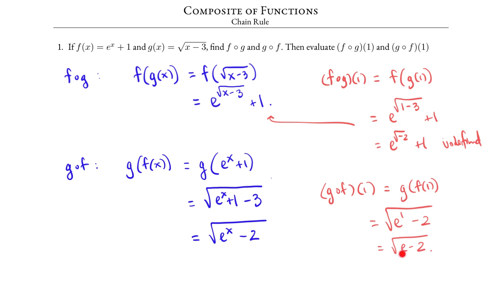e is a number that is more than 2, and so e minus 2 will be positive. This will be a real number. If we want to know what this number is in decimal, we should simply use a calculator. In fact, for the square root of e minus 2, we simply type it into the calculator, and we get approximately 0.85, rounded to 2 decimal places.